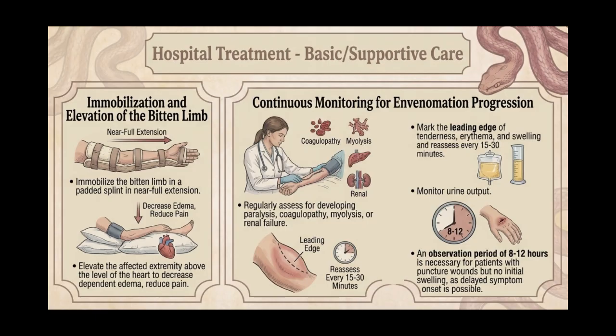Monitoring urine output is essential, and in some cases, inserting a urinary catheter may be considered, especially in adults. However, caution is advised to avoid trauma from insertion, particularly if coagulopathy is present. An observation period of 8 to 12 hours should be maintained for patients with puncture wounds who do not initially show swelling or other signs of envenomation, as symptoms may be delayed.